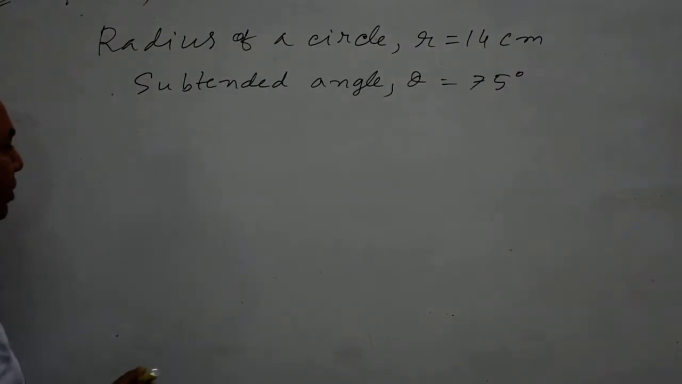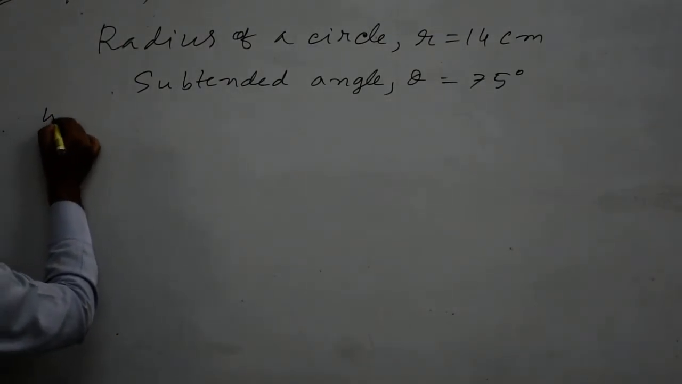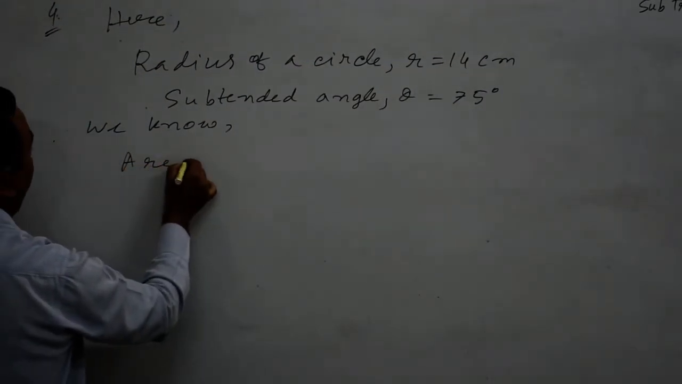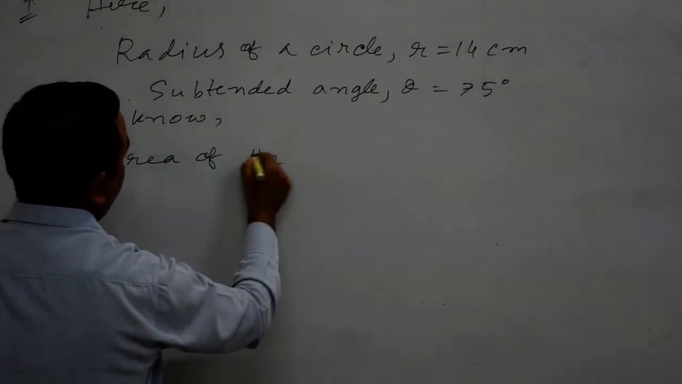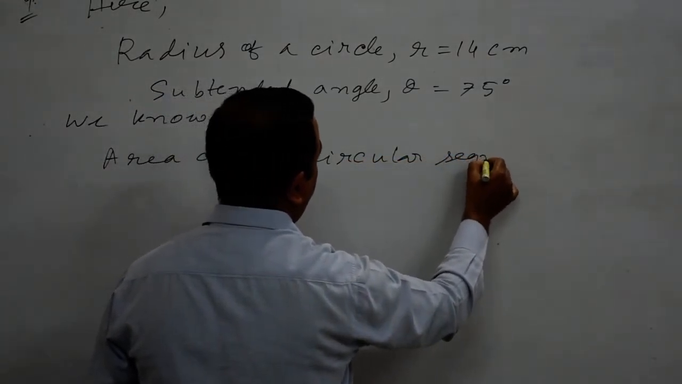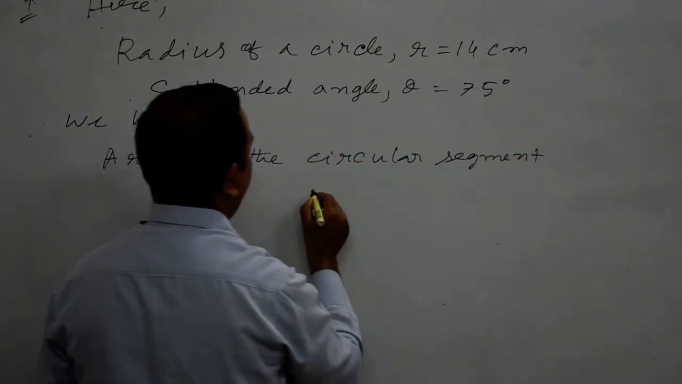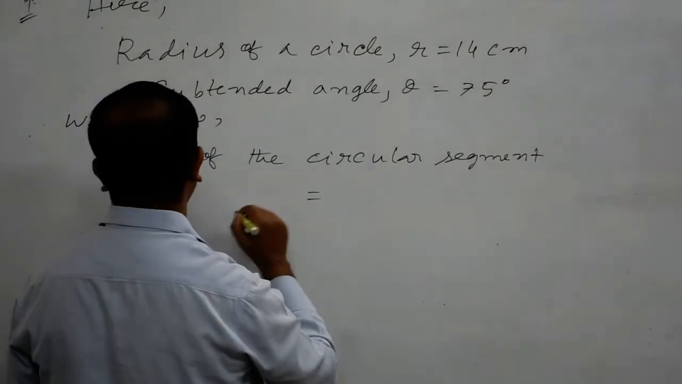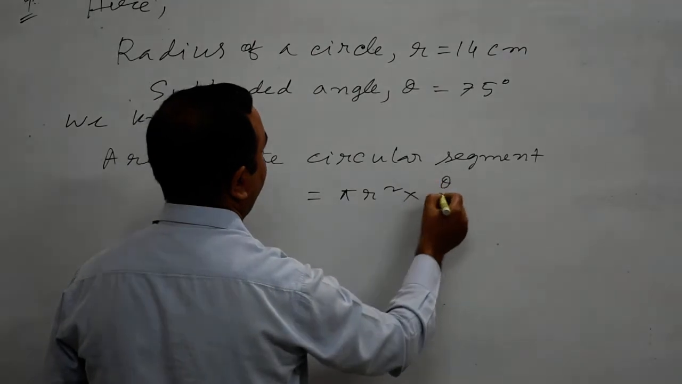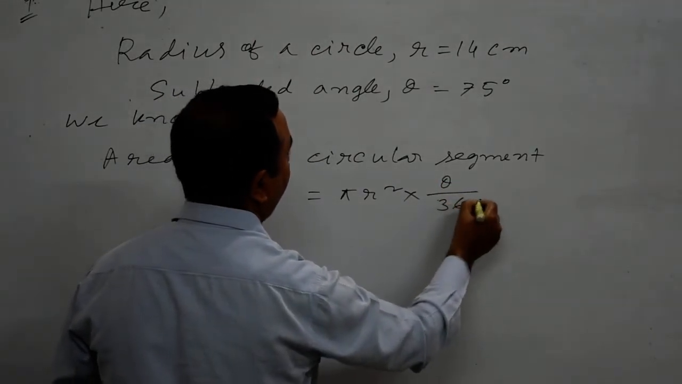Where is the question? So you know the formula for area, very easy. Area of the circular segment. Already you have learned this formula, and also you have applied this formula in previous problem. Pi r square into theta by 360 degree.